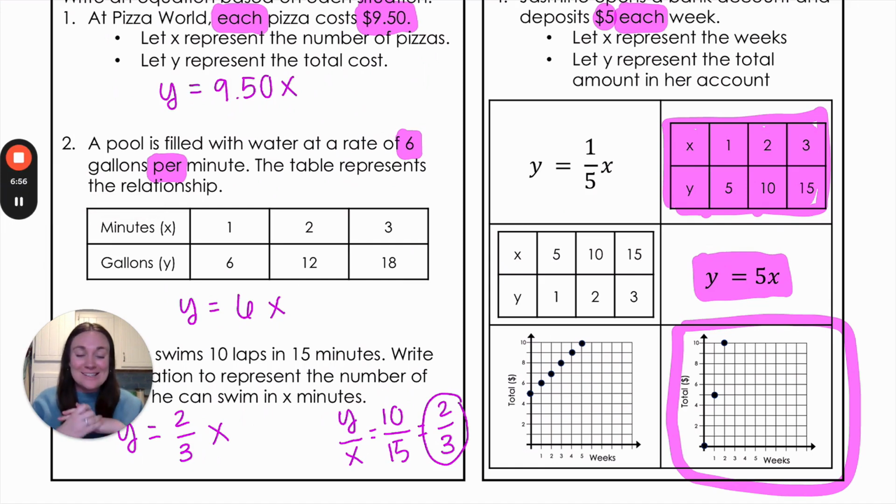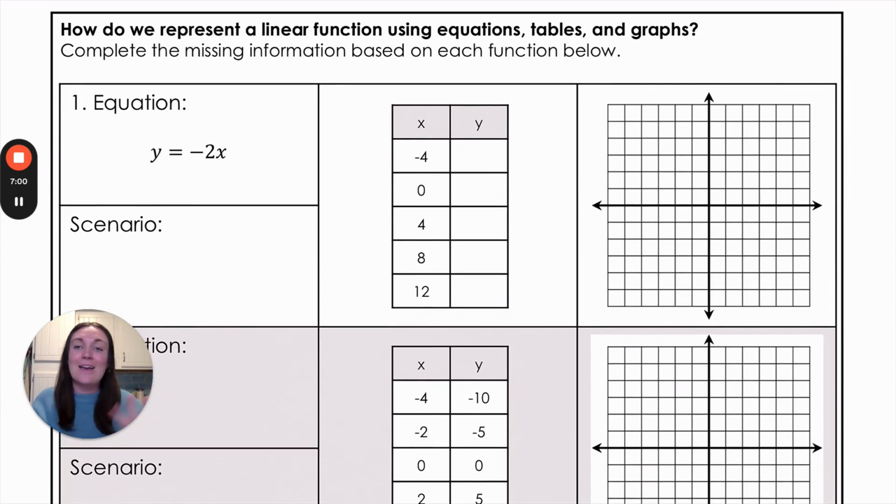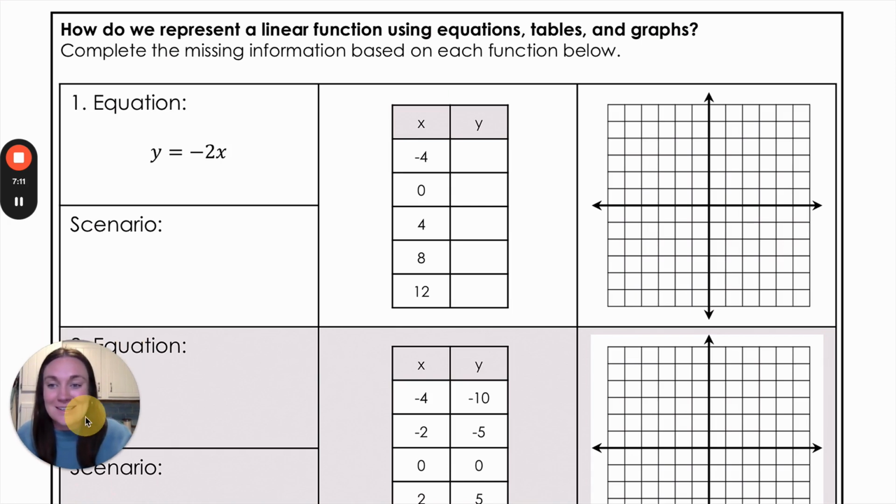Okay, to finish out this lesson and finish out this unit, we can be given any of the 4 things, right? So we can be given an equation, a scenario, a table, or a graph, and we should be able to fill in everything else based off of that. So we're going to practice some of these together.